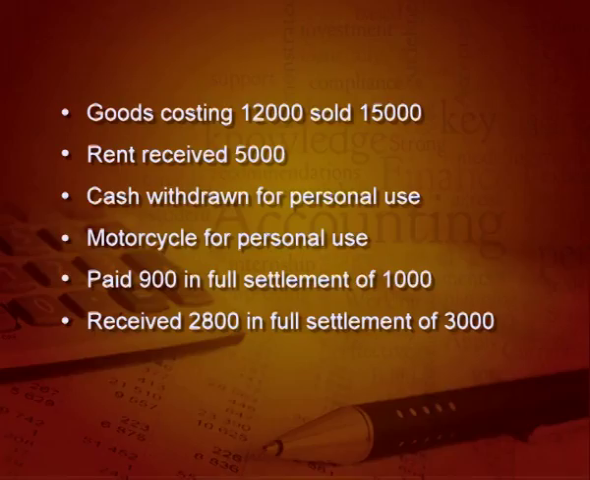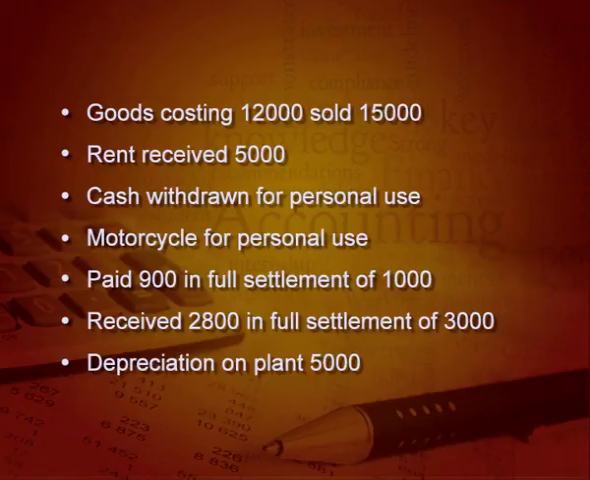Let us see the next one. Depreciation on plant 5,000. Depreciation is an expense. Expense will reduce the capital 5,000 and the value of plant also goes down by 5,000, because depreciation means the value of plant has decreased by 5,000. So, plant minus 5,000, capital minus 5,000. I hope it is clear.